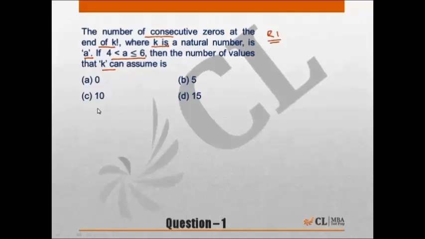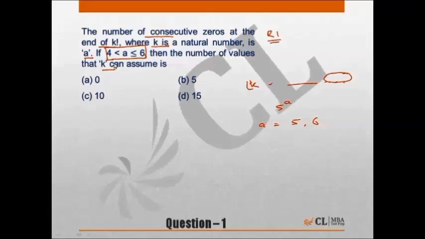First of all, the number of zeros at the end of k factorial will be equal to the highest power of 5. So if there are so many zeros at the end, this will be equal to the highest power of 5. So it will be 5 to power a. In our case, a can be equal to 5 or 6, because as per the question, a is less than or equal to 6 but greater than 4. So a equal to 4 is not possible. So there are only two possible cases.